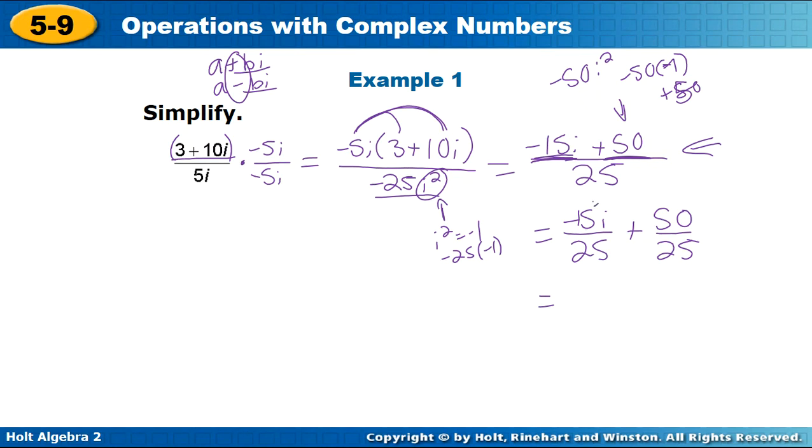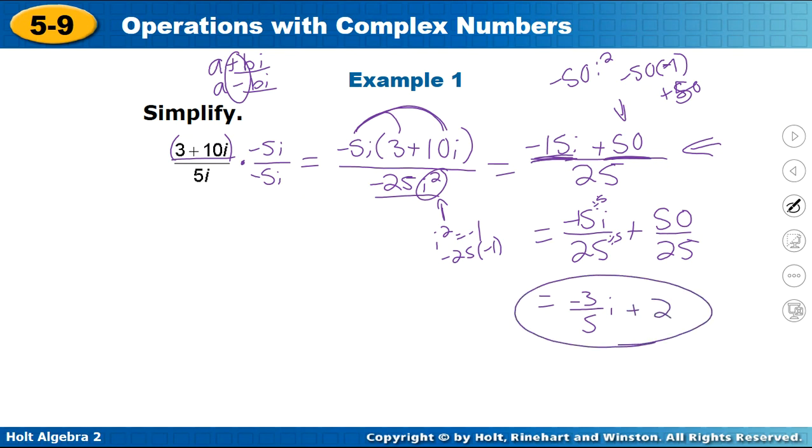So these fractions now, we can reduce them. That's the reason why I separated them. I can divide both of these by 5, making this negative 3/5 i. And 50 divided by 25 is going to be 2. So our final answer is that.